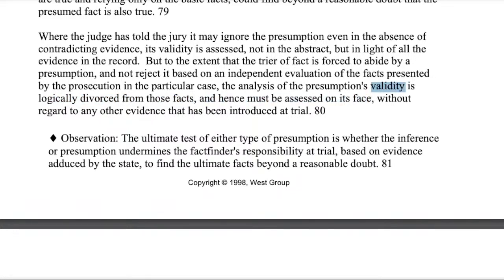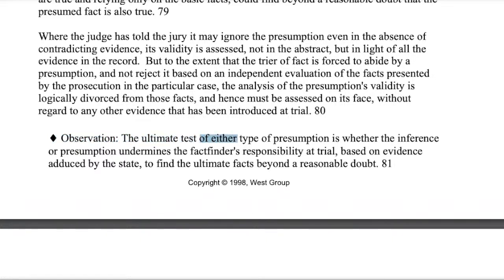So back to the validity. Is it being constructed right, or is it doing the right thing? Validity: is it doing the right thing? So if it's logically divorced from those facts, hence it must be assessed on its face without regard to any other evidence that has been introduced at trial. So, observation. Let's get to this so we can make clarity here.